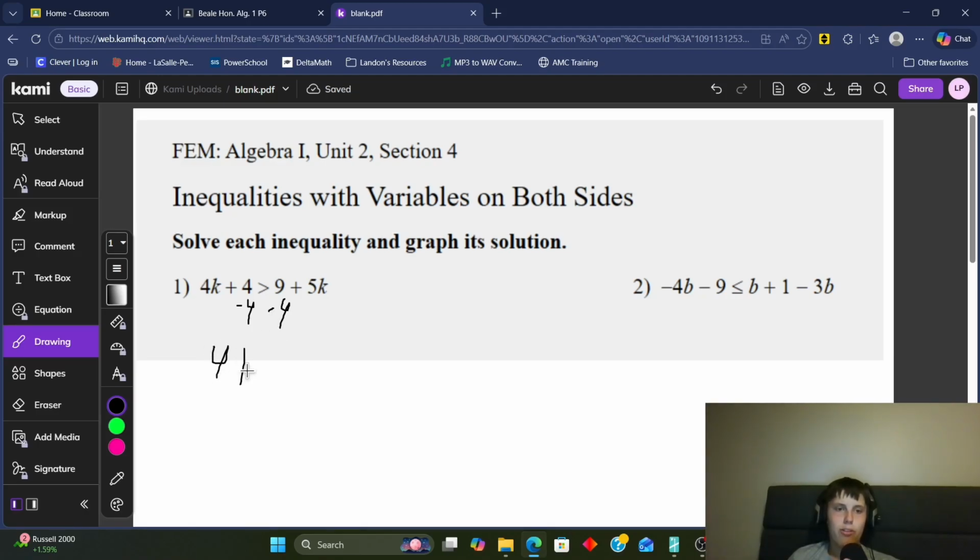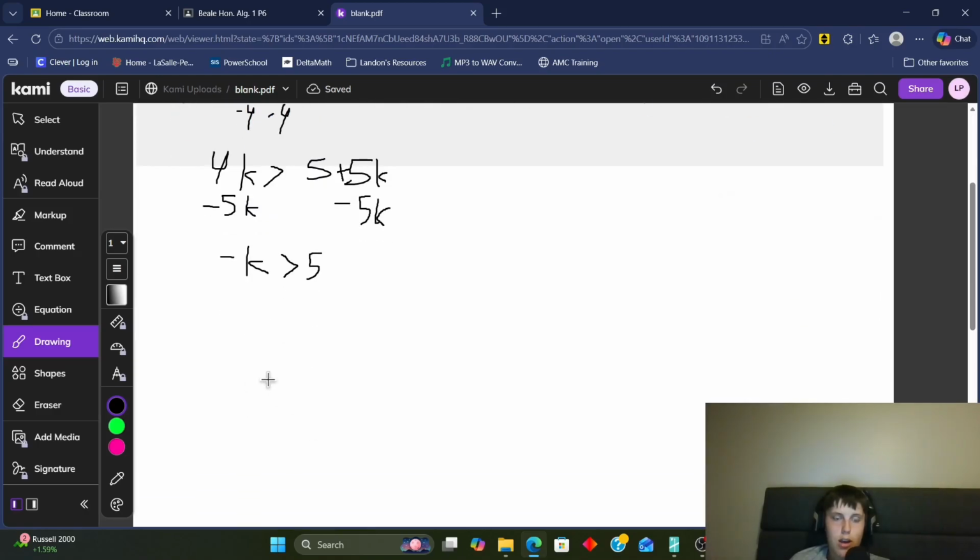Yeah, it'll be 5. So 4k is greater than 5 plus 5k. Now, to get k to the other side, we have to move 5k to the other side. So we can subtract 5k on each side. Let's move it to this side. And then we'll be left with negative k is greater than 5. Now we just have to divide by negative 1, so it's going to be k is less than negative 5, since if we divide by a negative, it turns to less than.